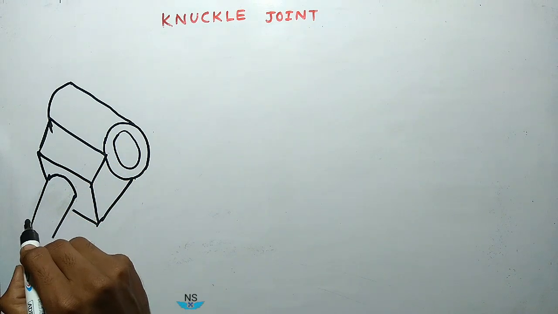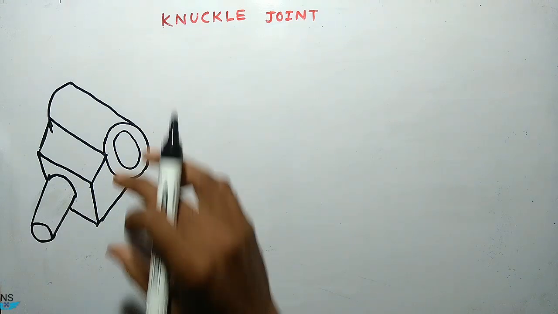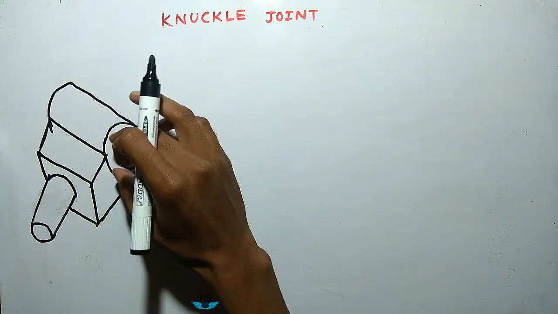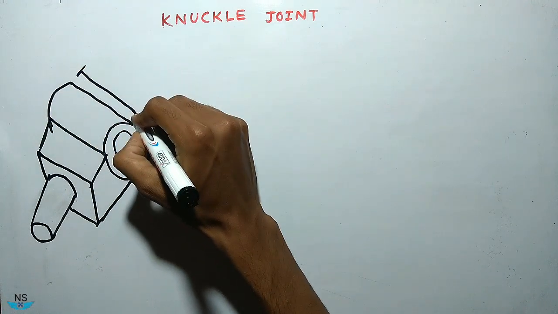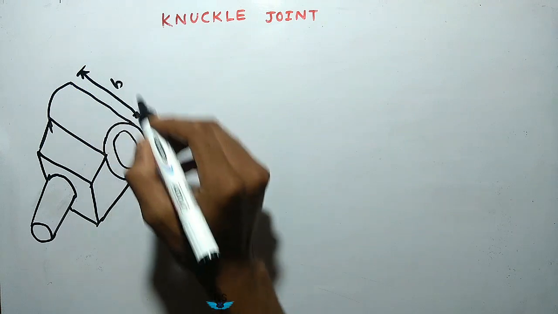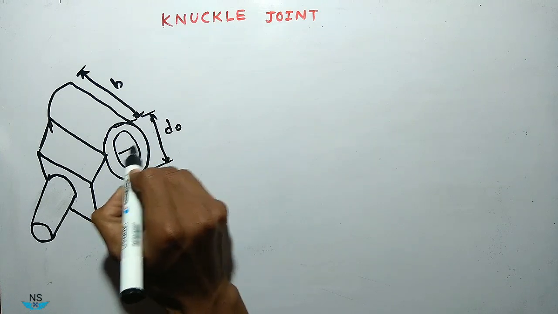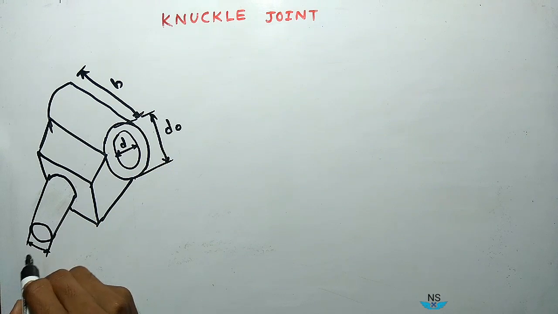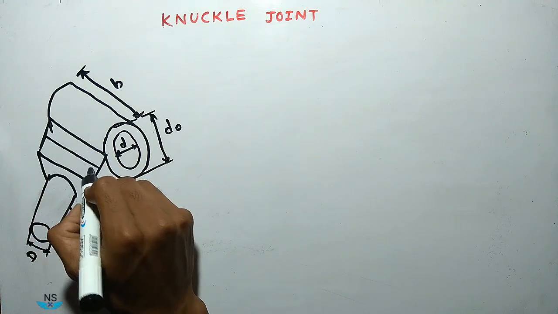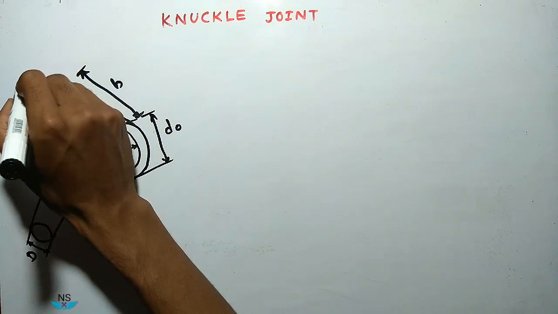So this is the eye, and this is the rod. This is the diameter D0. This is the diameter of the pin, that is d, and this dimension is B. This is D0. This is the diameter of the pin, d. This is the diameter of the rod, capital D, and this is the enlarged dimension, D1. So on both sides it is D1. So this is the eye.